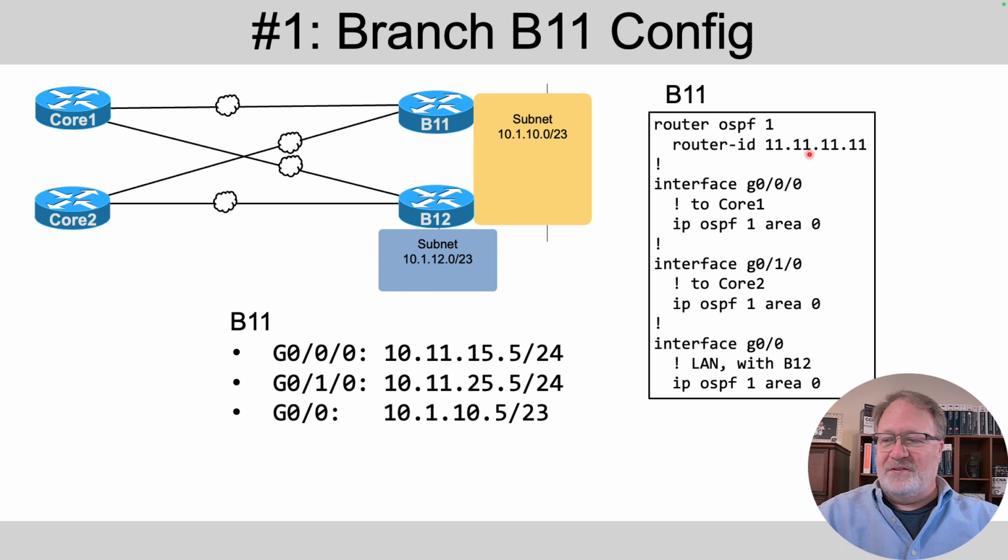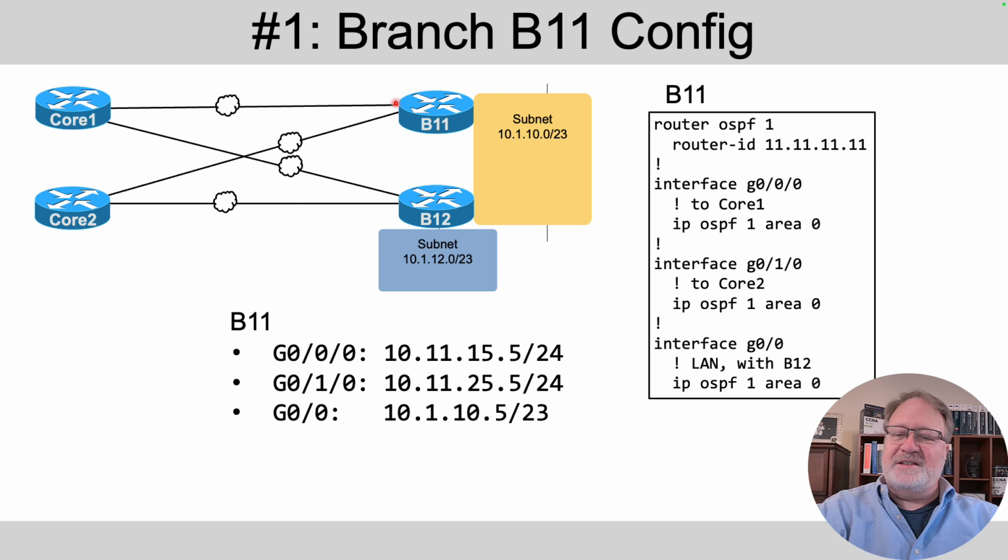Then over at the branch office routers like B11, we give it a unique router ID per the table. In this case, it's 11.11.11.11. And then to enable OSPF on the interfaces, the instructions said use an interface subcommand, IP OSPF 1. The 1 must refer to the process ID you used in the router OSPF command. So these have to match. And we place the interface in area 0 here.